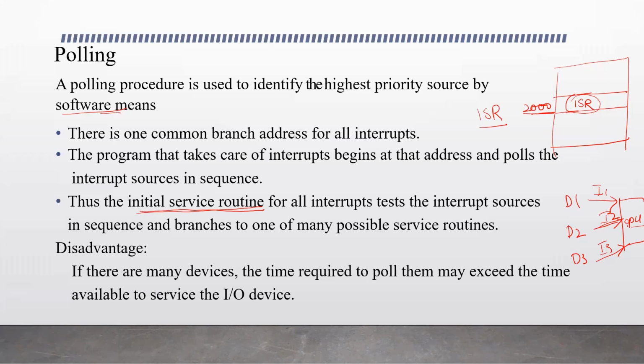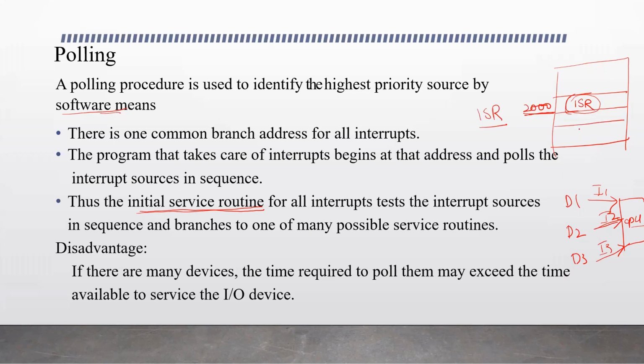To decide that, in this polling method, the control is branched to this address, where we have the initial service routine, and it tests all the devices. The instructions written in this initial service routine test all the devices and choose the device that has the highest priority. That is what polling is. This routine tests all the devices one by one in sequence, and one device is chosen for the CPU to serve first. The control branches to that address.